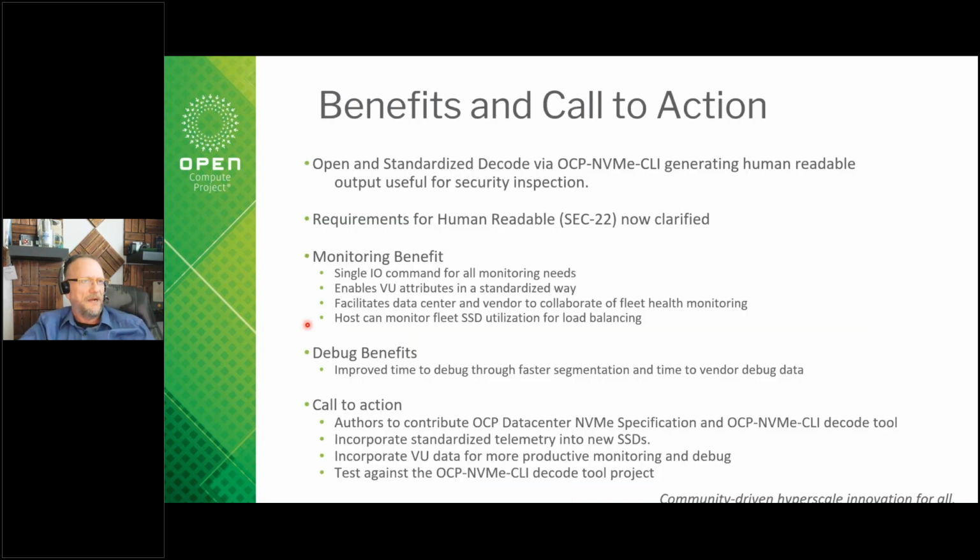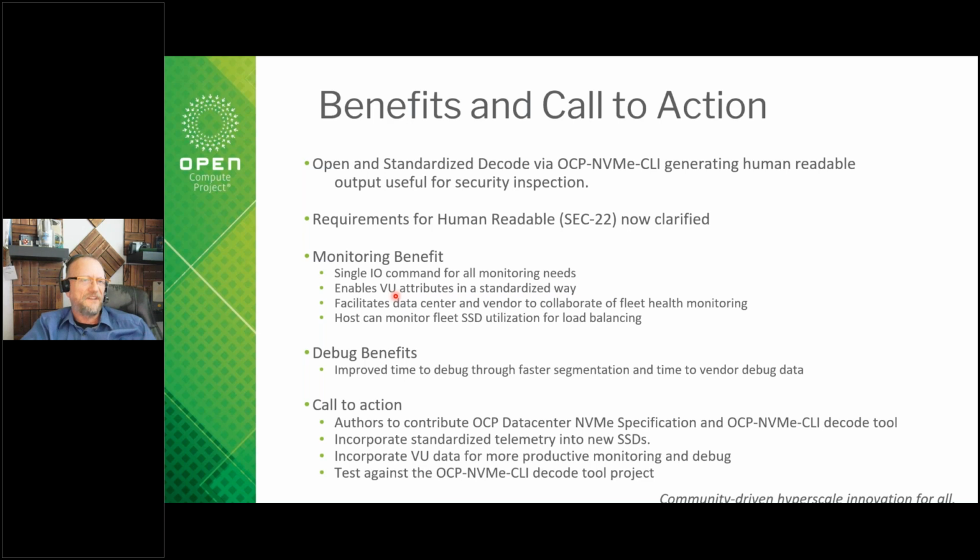So to benefits and calls to action. It's an open standardized decode via the OCP NVMe CLI generated human readable debug output. It's good for the security inspection. It does fully clarify the requirement of debug needing to be human readable, which was the existing SEC 22 spec, and is now clarified as to what it means and what the scope of that is. From monitoring, it's a single IO event that's issued periodically for all reads. It's low latency. It enables vendor unique attributes to be inserted in a standardized way.